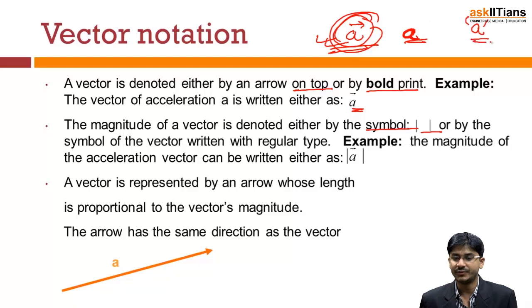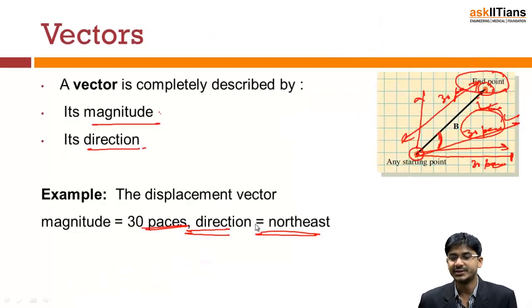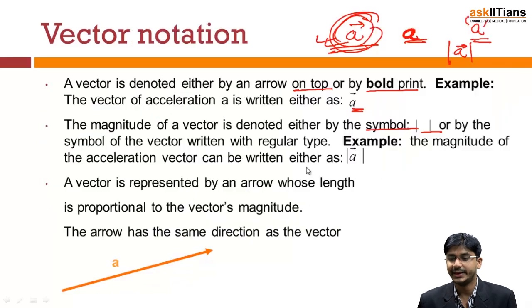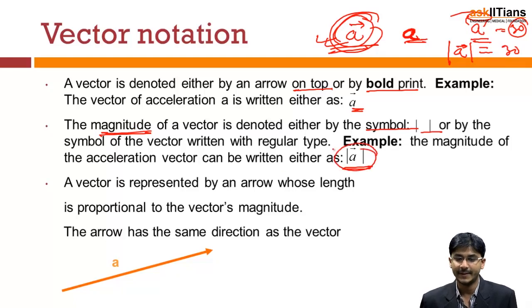Now the magnitude of a vector is denoted either by the symbol or this. This is vector A, and its magnitude is written either simply A or written like this. If you go back here, the magnitude is 30, so you write it here equal to 30, or you can simply write A equal to 30 without the arrow sign. There is no arrow sign, that means it is the magnitude of the vector. Now the magnitude of the acceleration vector, like here, you can write in this manner, or you can write it simply A.